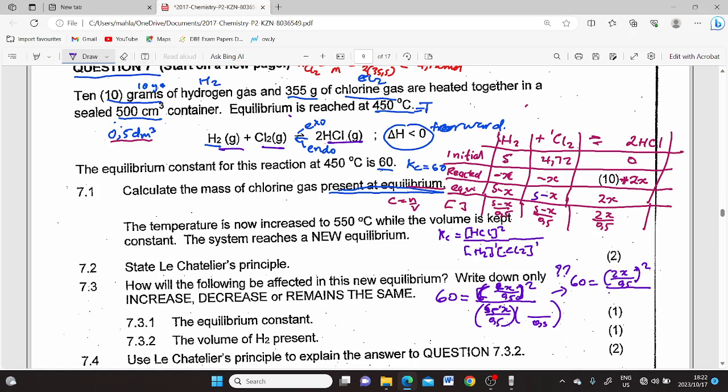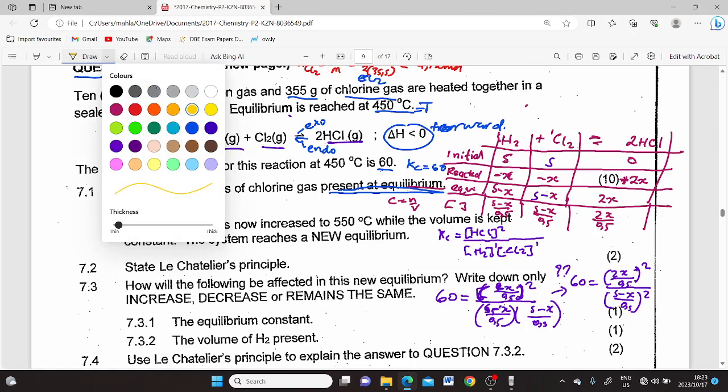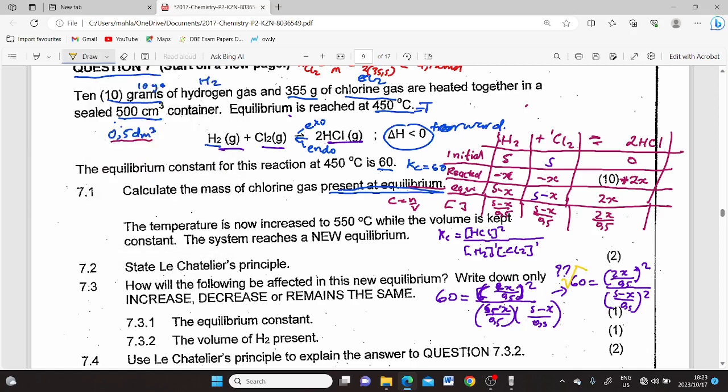We missed with the calculator, so that should also be 5. Now if it's 5 minus x, now we're going to have 5 minus x over 0.5. Because we are multiplying common things, we're going to have squared. Then now we can square root each part here. So if we do it like this, square root of 60, square root of this one, square root of this one.